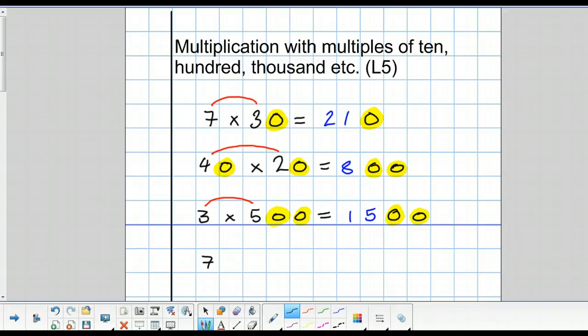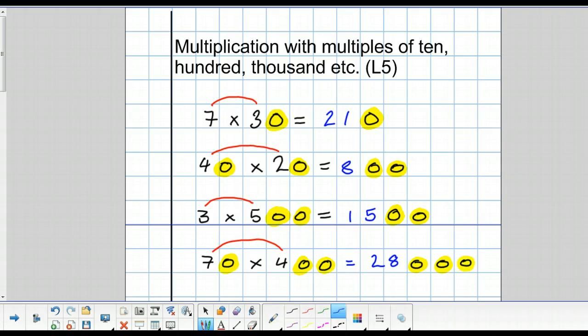Now let's look when we combine some of them. 70 times 400. Here we have a multiple of 10, ending in a single zero, times a multiple of 100, which has 2 zeros. 7 times 4 gives us 28. Now let's have a look how many zeros we have in the whole question. 1 after the 7, and then 2 after the 4. So the question has 3 zeros in total, so our answer must have 3 zeros.